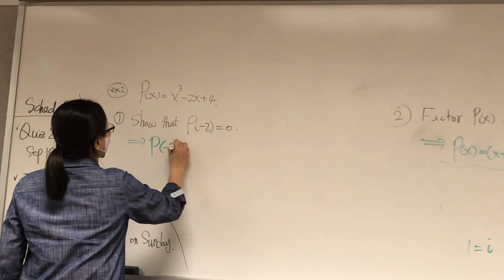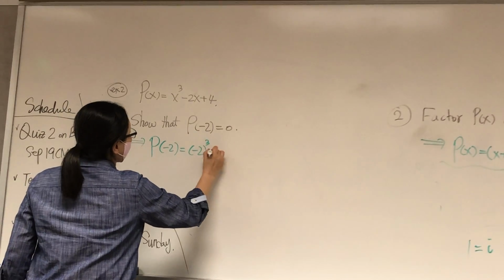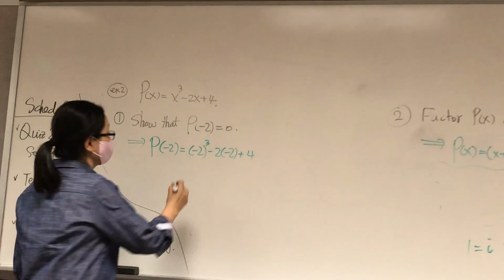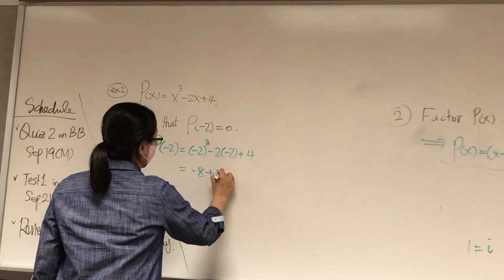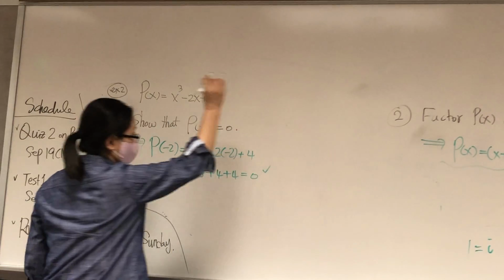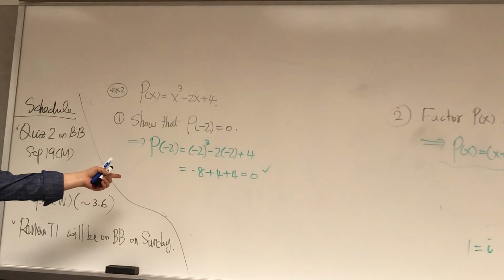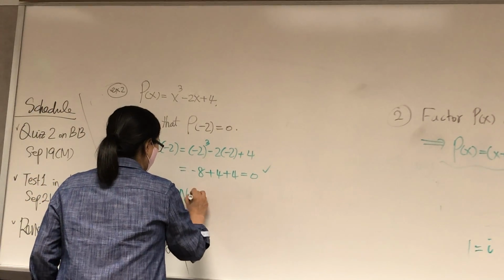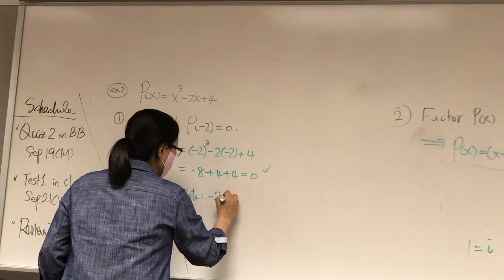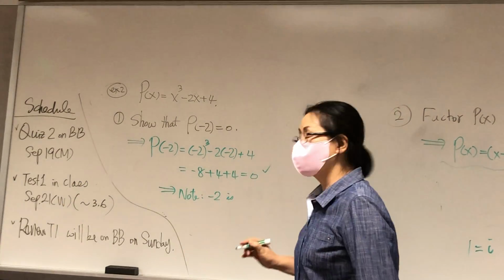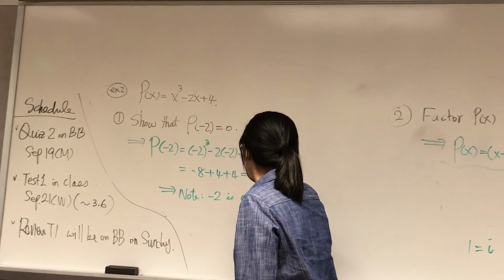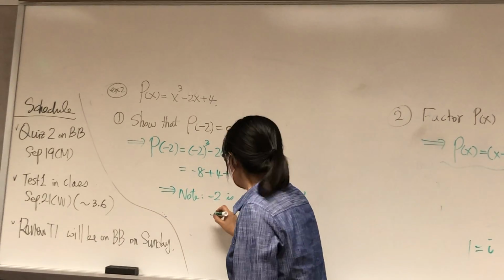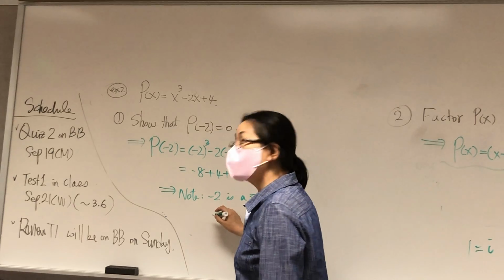P of negative 2 is negative 2 cubed minus 2 times negative 2 plus 4. Am I right? Negative 8 plus 4 equals 0. Yes. So because P of negative 2 is 0, it means negative 2 is a zero. Another meaning: what is a linear factor? X plus 2. Very good.